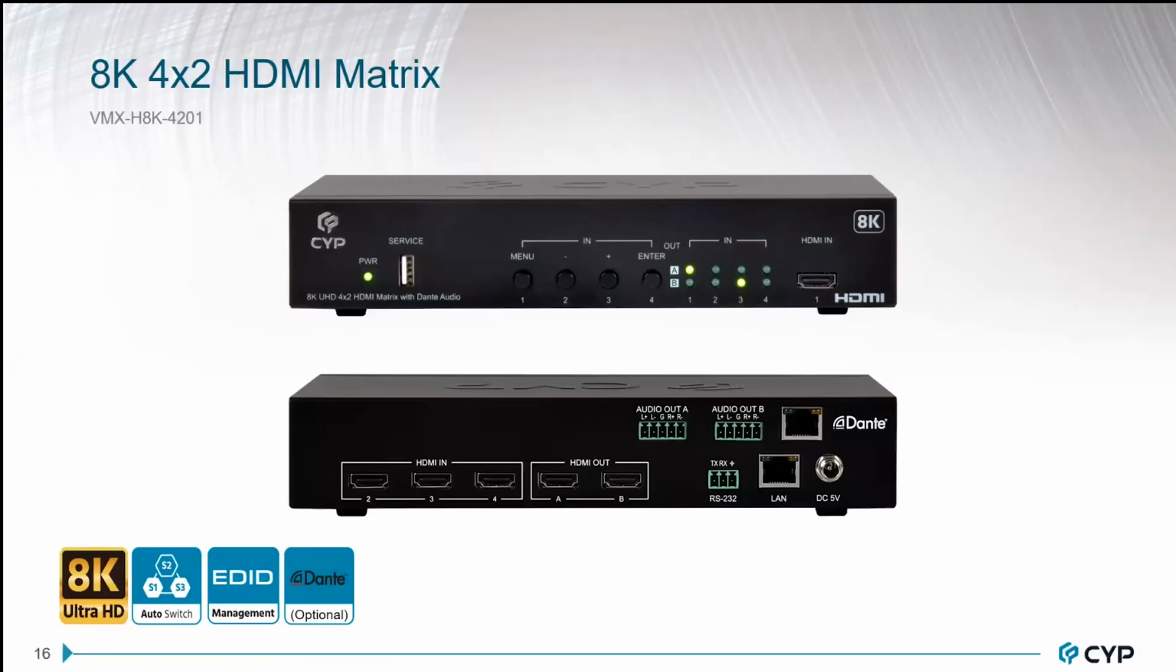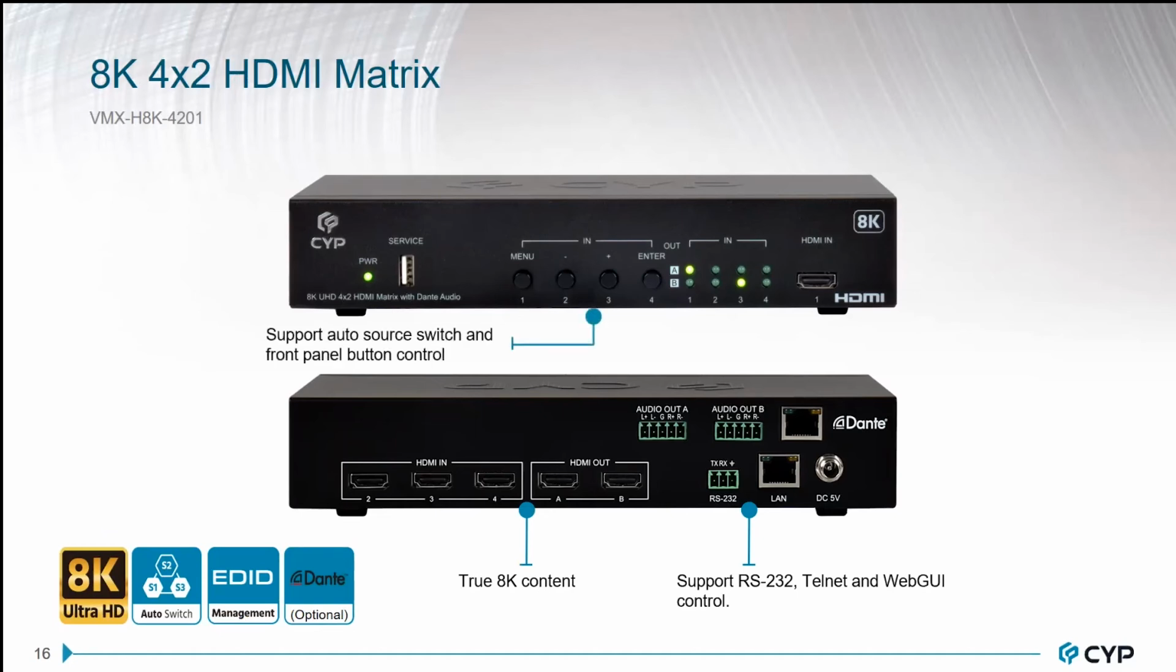This is our 8K 4:2 HDMI matrix. It can deliver true 8K content. To control the unit, it supports RS-232, Telnet, and Web GUI. The unit also supports auto source switch and front panel control. The internal and user EDID management can fit different user requirements. There is an optional module for Dante and balanced analog output. With Dante, the users can easily build up a large-scale audio system.